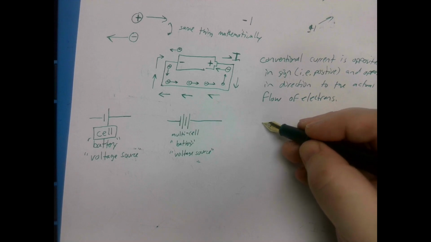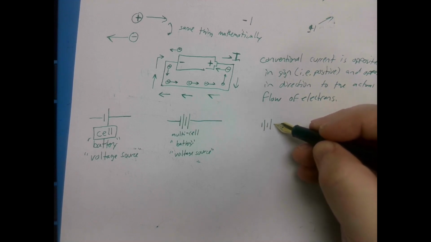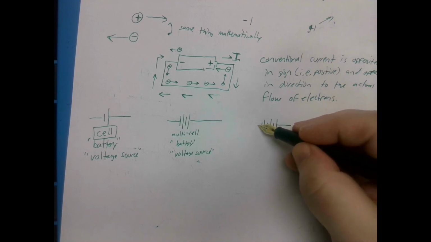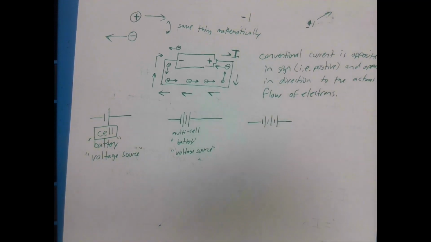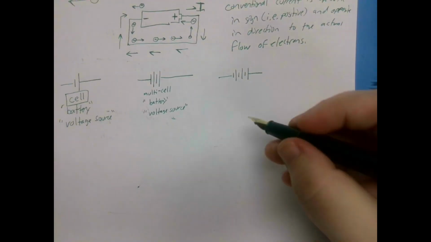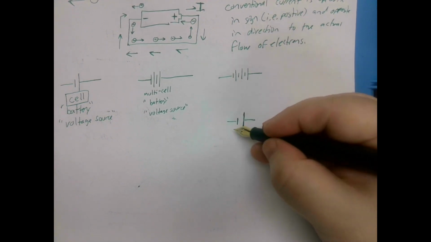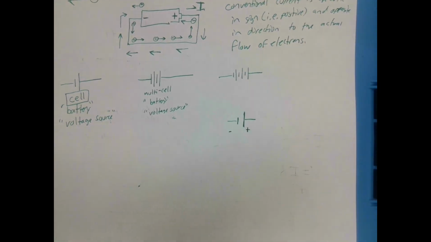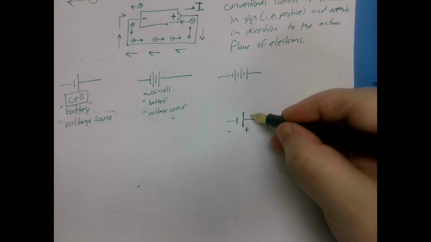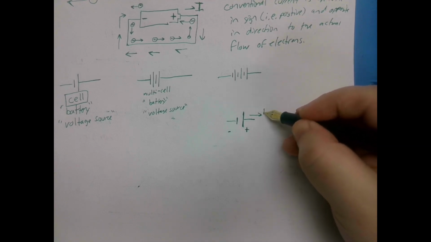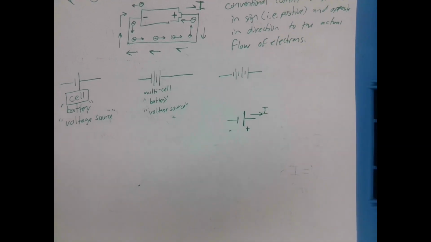And you could even have as many as you want. This would have 3 cells in it. You'll see this and this used a lot. It makes no difference. They're the same thing. So the short side is the negative terminal. The long side is the positive terminal. So that means current is going to flow out of the bigger side.